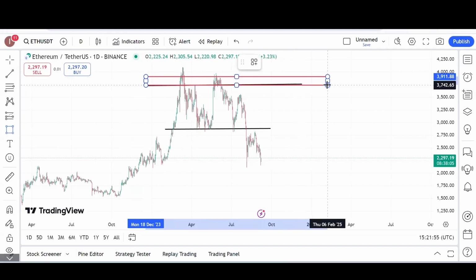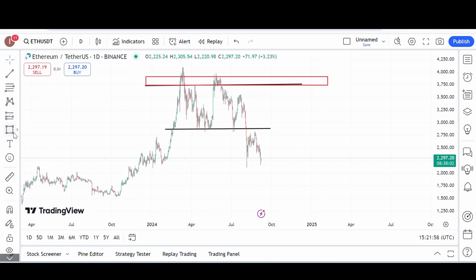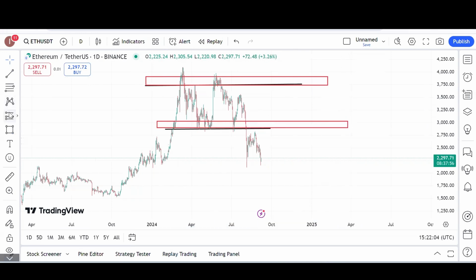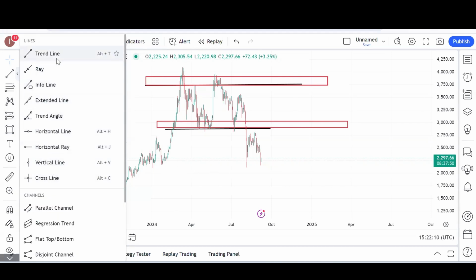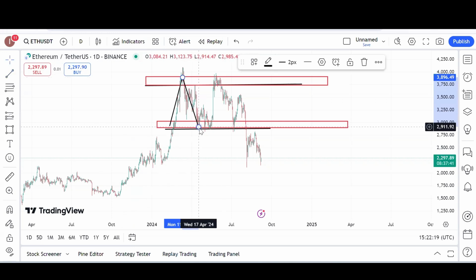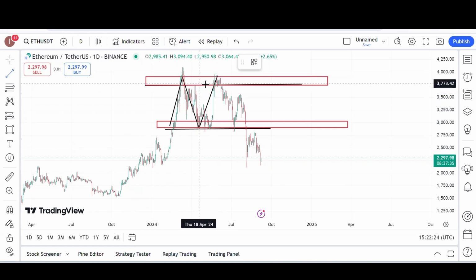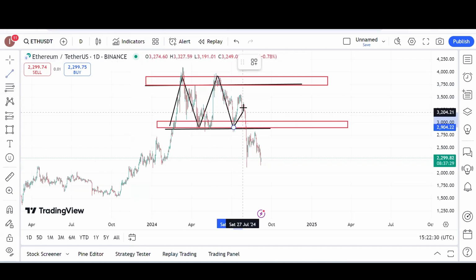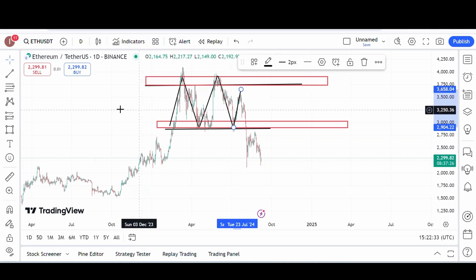Okay, this is your resistance zone and this is your support zone. As you can see, the market has hit multiple times. It hit the resistance, and again retraced back to its support zone. Okay, it went up again, then again to its resistance zone. Then the market again went to the resistance zone.